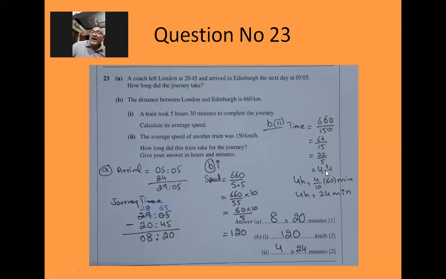So this means 4 hours, and 0.4 multiplied by 60. So it will be 4 by 10 into 60, and that is 24 minutes. So 4 hours and 24 minutes. So this is how you do question number 23. Hopefully you understand.